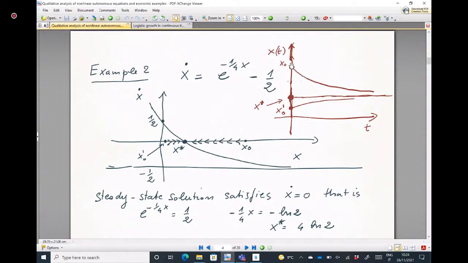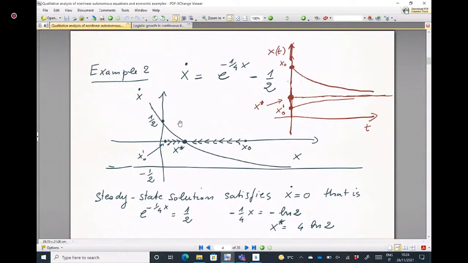If we start above, which is the case of x0 here, the quantity will decrease until it approaches the steady state, like this. If we start below, it will increase until it approaches the steady state. Okay? So this is stability represented in the time domain, and this is the stability represented in the phase domain.